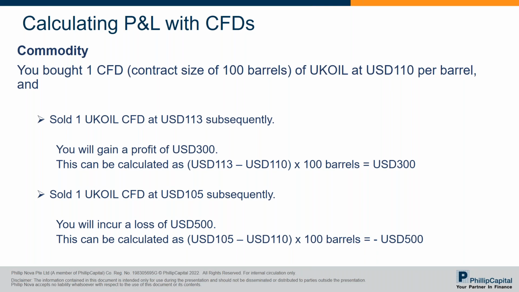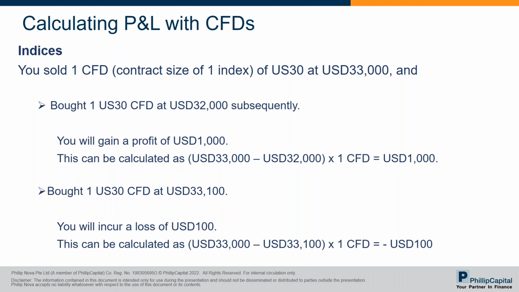Basically, if you're in a long position, you just take your selling price minus the price that you bought it at, times the contract size. In this case, one CFD is 100 barrels. Okay, we can move on to illustrate another example with a different asset class.